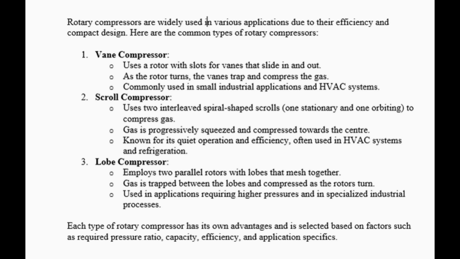3. Lobe compressor. Employs two parallel rotors with lobes that mesh together. Gas is trapped between the lobes and compressed as the rotors turn. Used in applications requiring higher pressures and in specialized industrial processes. Each type of rotary compressor has its own advantages and is selected based on factors such as required pressure ratio, capacity, efficiency, and application specifics.